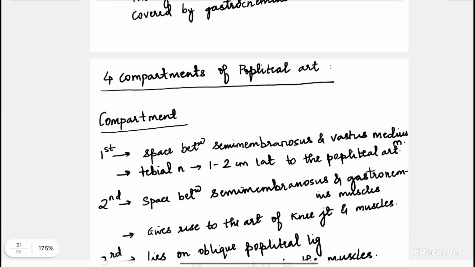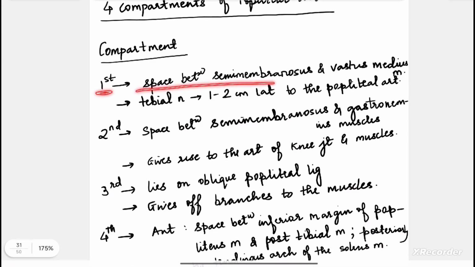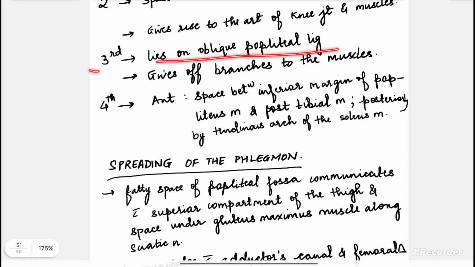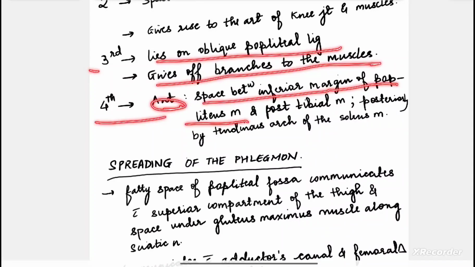Now there are 4 compartments of the popliteal artery which are distinguished. The first compartment is the space between the semimembranosus and vastus medialis muscle, where the tibial nerve is 1 to 2 cm lateral to the popliteal artery. The second compartment, between semimembranosus and gastrocnemius muscle, gives rise to the arteries of the knee joint and muscles. The third compartment lies on the oblique popliteal ligament and gives off branches to the muscles. The fourth compartment is anterior, between the inferior margin of the popliteus muscle and the popliteus tibial muscle, and posteriorly bounded by the tendinous arc of the soleus muscle.